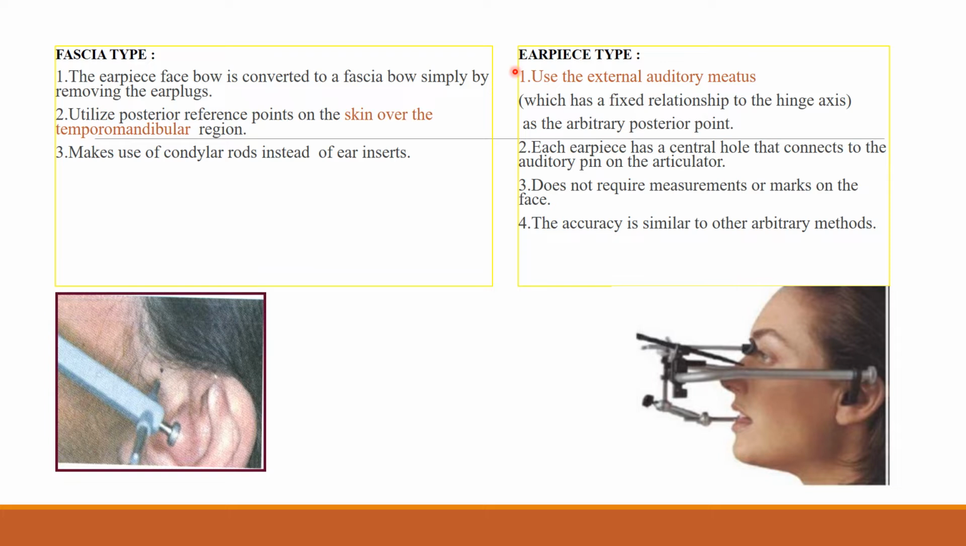In the earpiece type, it uses the external auditory meatus, which has a fixed relationship to the hinge axis, as the arbitrary posterior point. So this ear bow is attached inside. Each earpiece has a central hole that connects to the auditory pin on the articulator. Also, it does not require measurements or marks on the face, and the accuracy is similar to the arbitrary method.